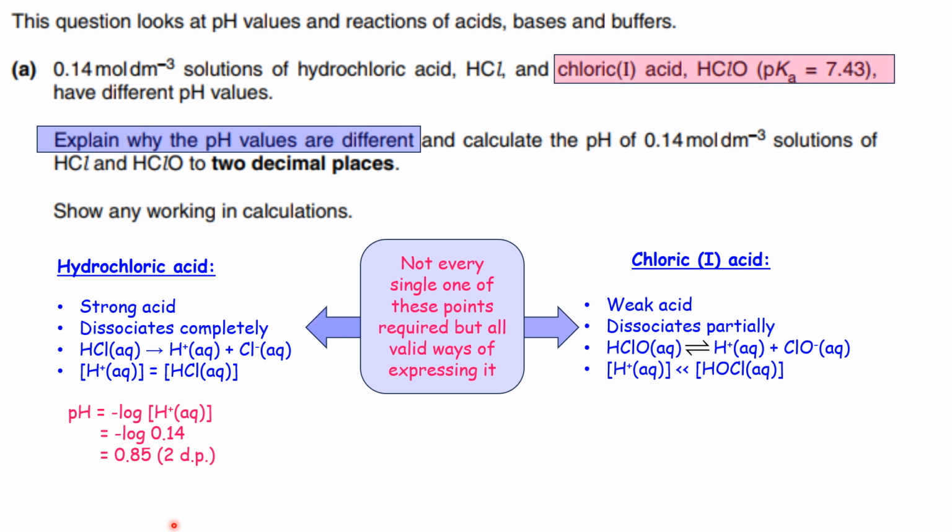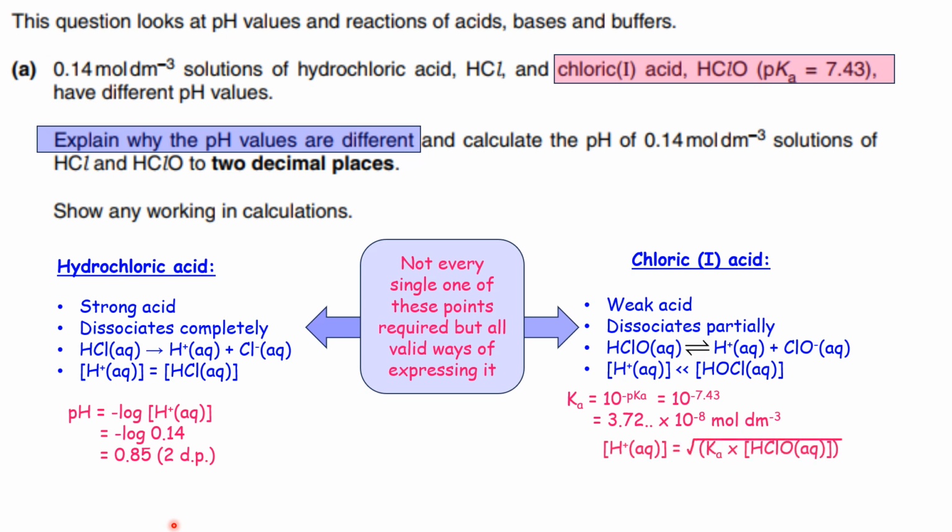Now chloric(I) acid has a pKa value provided, and that, like we said earlier, means it behaves as a weak acid. So you have to get the Ka value by doing 10 to the minus pKa. So that gives you 3.72 times 10 to the minus 8.